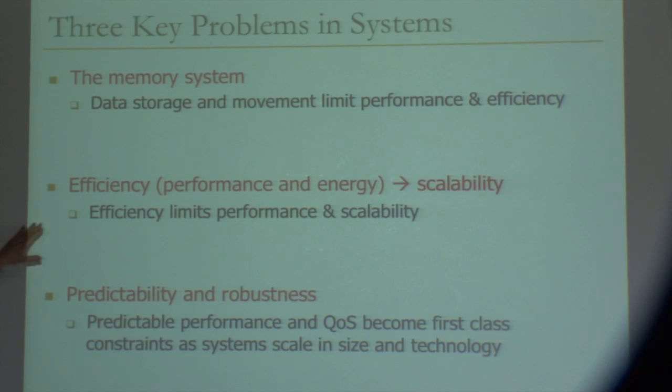But we should also process a lot of those things efficiently. Efficiency actually limits what kind of performance and energy efficiency we get. So this limits our scalability: how scalable of a system, how scalable of a program you can build. This is another key problem in systems. And this has been a key problem, as you know, for a long time, right?